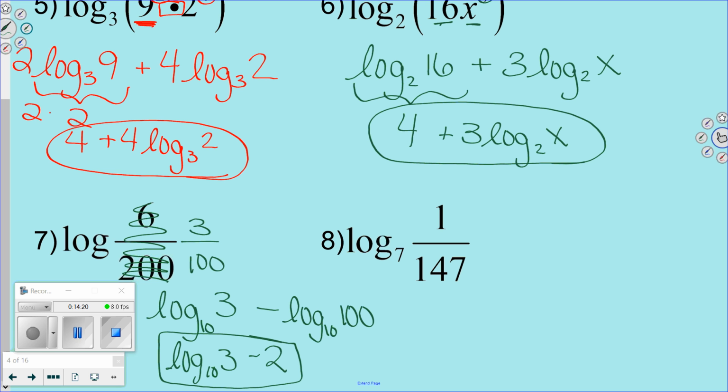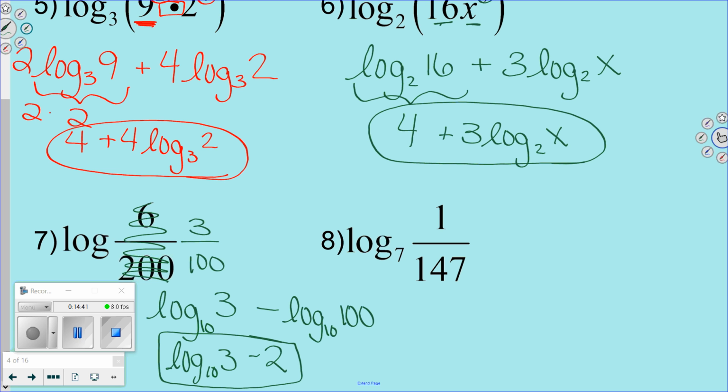You do not have to write the 10. If you don't write a base number, we always assume it's a 10. Can I do 3 minus 2 and write 1? No, big difference, because this is asking 10 to what power is 3, and then whatever that answer is, you'd subtract 2. So that's very different.